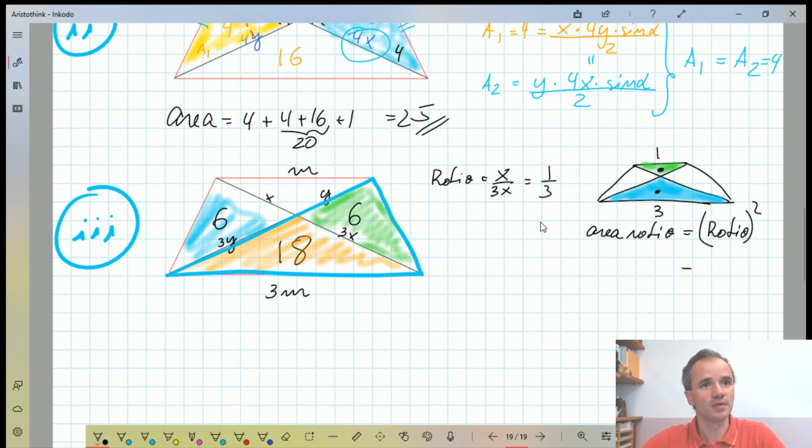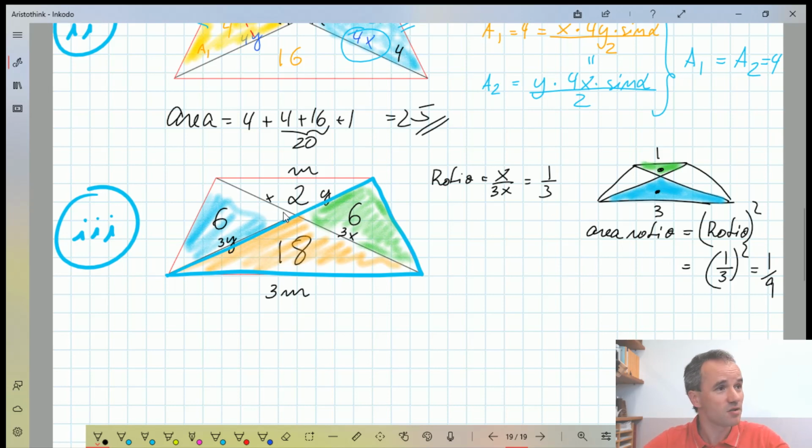Which ratio? This ratio squared. So the area ratio in this case is going to be 1/3 squared, which is going to be 1/9. You see? So whenever you have the ratio, if we square that ratio, you get the ratio between those areas in here, the green and the blue. So what is the ratio? 1/3. You square that, 1/9. So if this is 18, that area should be 9 times smaller. So it's going to be a 2.